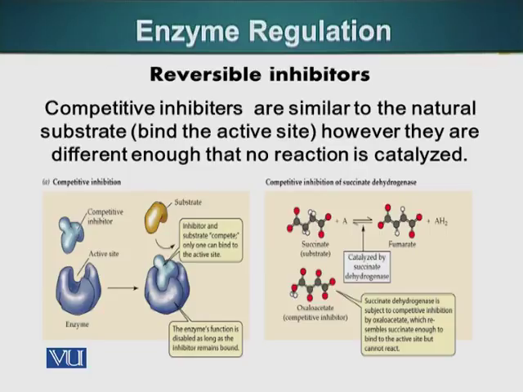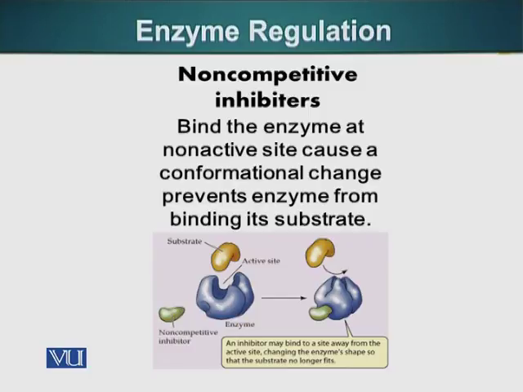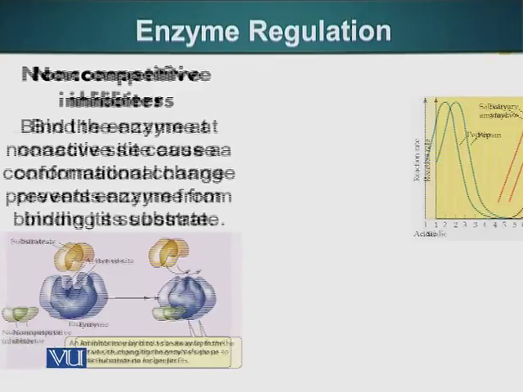Let's look at another strategy, reversible inhibitors, but non-competitive inhibitors. These inhibitors bind the enzyme at a site other than the active site. When these non-competitive inhibitors bind the enzyme, they change the shape of the enzyme. We have already discussed conformational change. So now the enzyme has a conformation that prohibits this enzyme from binding its substrate. So these are non-competitive inhibitors and they are reversible.